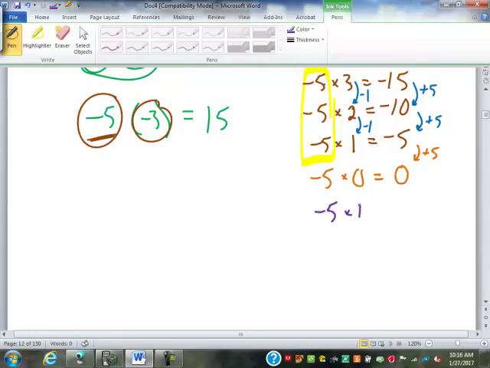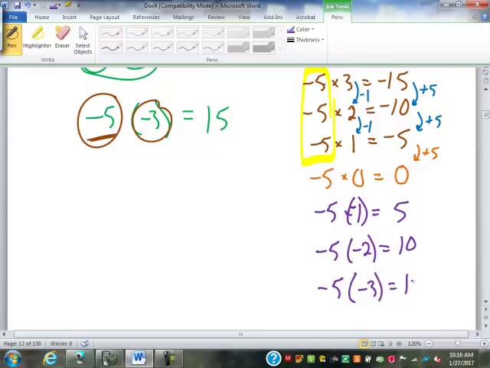So negative 5 times negative 1. This has to go up by 5. It would be positive 5. Negative 5 times negative 2. This would have to go up by 5 to 10. Negative 5 times negative 3. That would have to go up by 5 to 15. So the only reason that a negative times a negative equals a positive is because it continues the pattern.